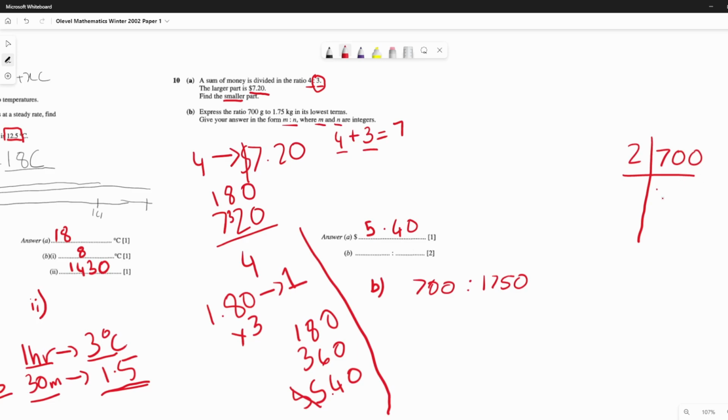So 700, we can divide that by 2, that makes 350. We can divide that by 2 again, that makes 175. We can divide that by 5. So 5 threes are 15, and then 5 fives are 25. We can divide that by 5 again. That leaves us with 7, 7, and 1. So 700 can be written as 2 squared multiplied by 5 squared multiplied by 7, and then we can do the same with 1750.